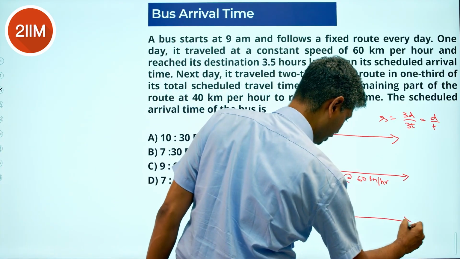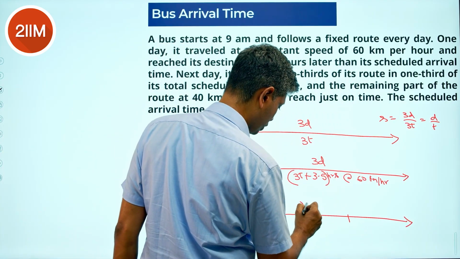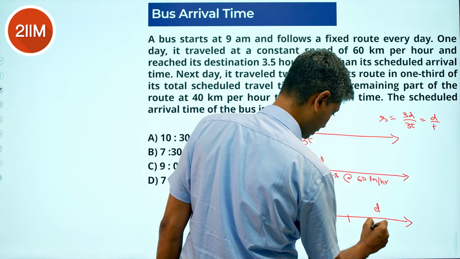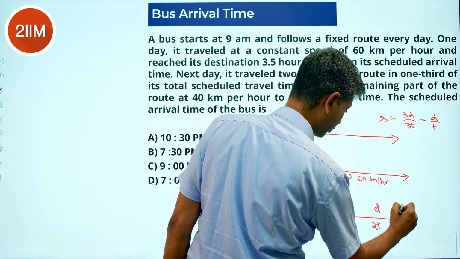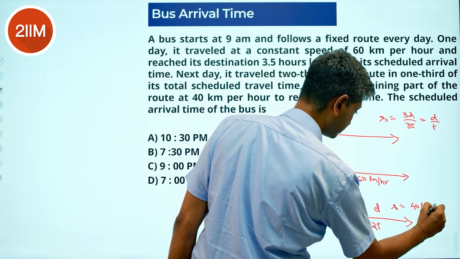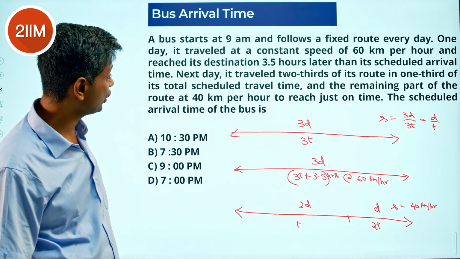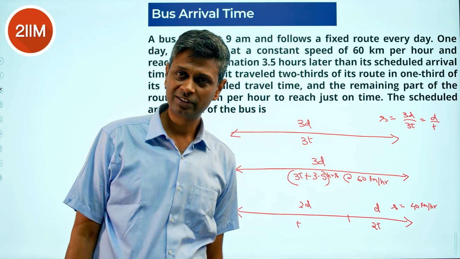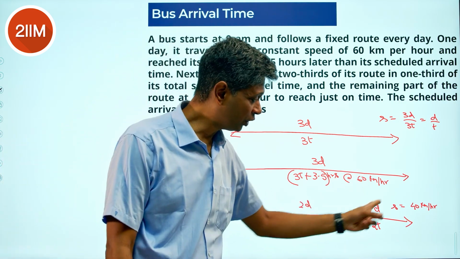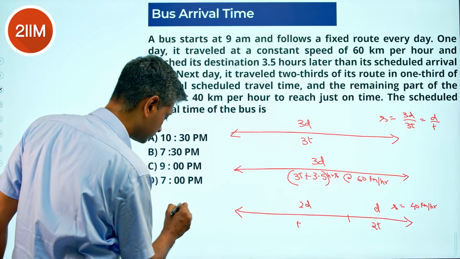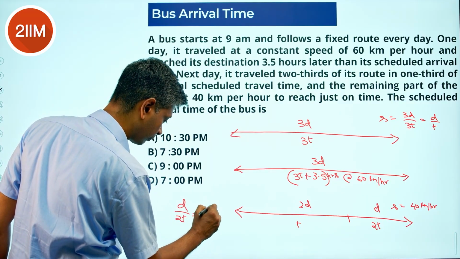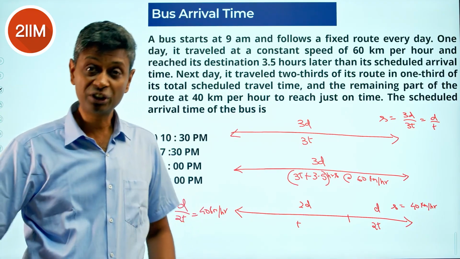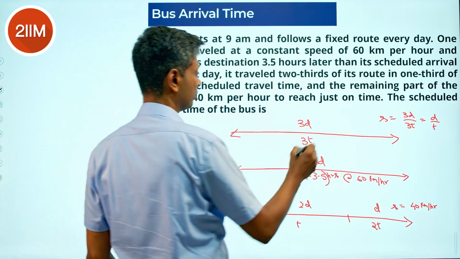On day 3, in another scenario, it travels 2D in just time t, remaining d in 2t time, and this speed is 40 kilometers per hour. Remember, in the third instance, it reaches just on time. So the total time taken is 3t. T here, 2t there. This simplifies life superbly. D by 2t is 40 kilometers per hour, or d by t is 80 kilometers per hour. Its typical travel speed is 80 kilometers per hour.